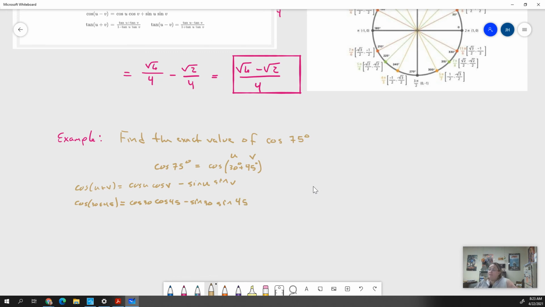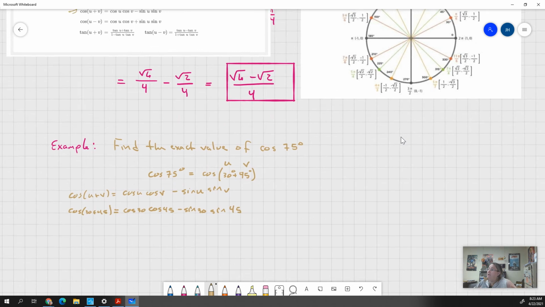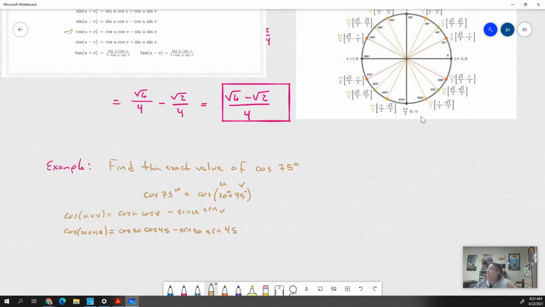And so now all we have to do is go up here and find out what those are. Cosine of 30, well, that's our x value at 30 degrees. So that's going to be radical 3 over 2. Cosine of 45, everything at 45 is radical 2 over 2, except for tangent, because those will have to be multiplied out. So we've got radical 2 over 2 minus sine at 30. Well, that's our y value at 30 degrees.